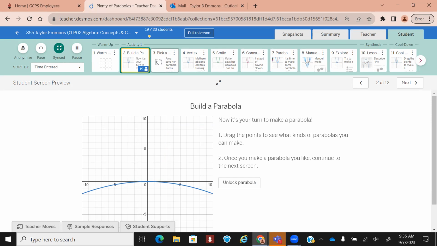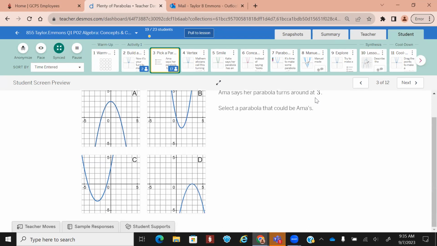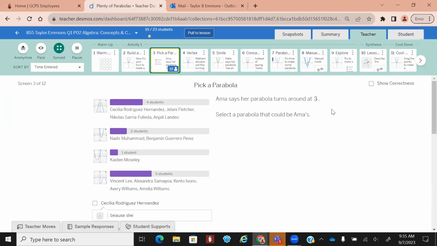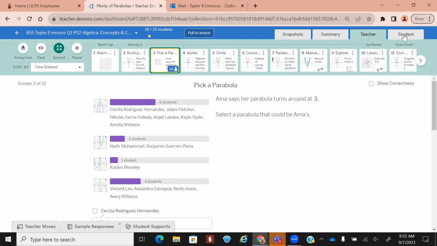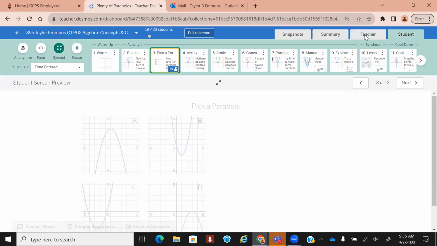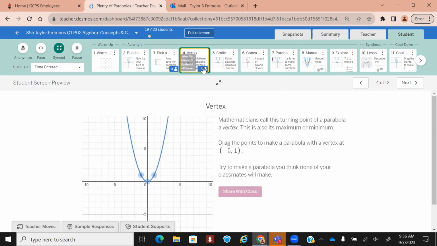Okay, number 3. Amma says her parabola turns around at 3. Select a parabola that Amma could be talking about. All right, so the majority of y'all said either D or A. Some of y'all said A because of here. Some of y'all said D because of here. Good.